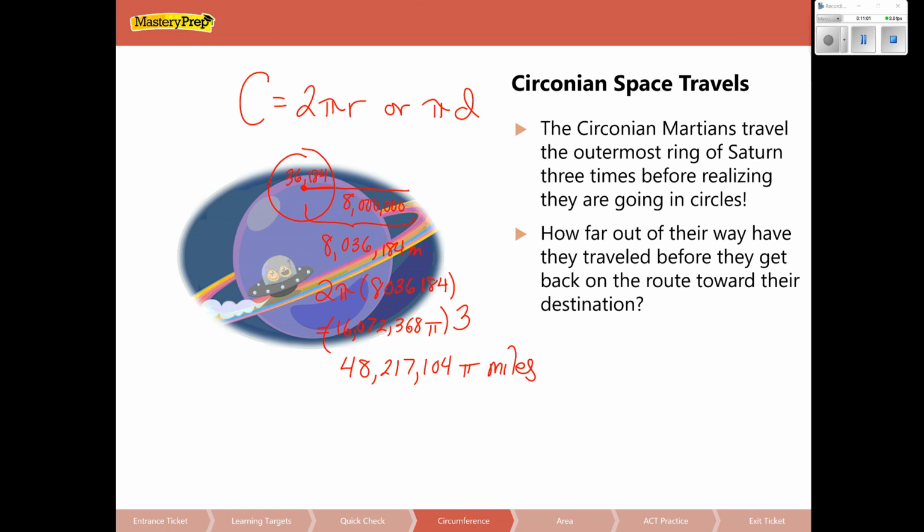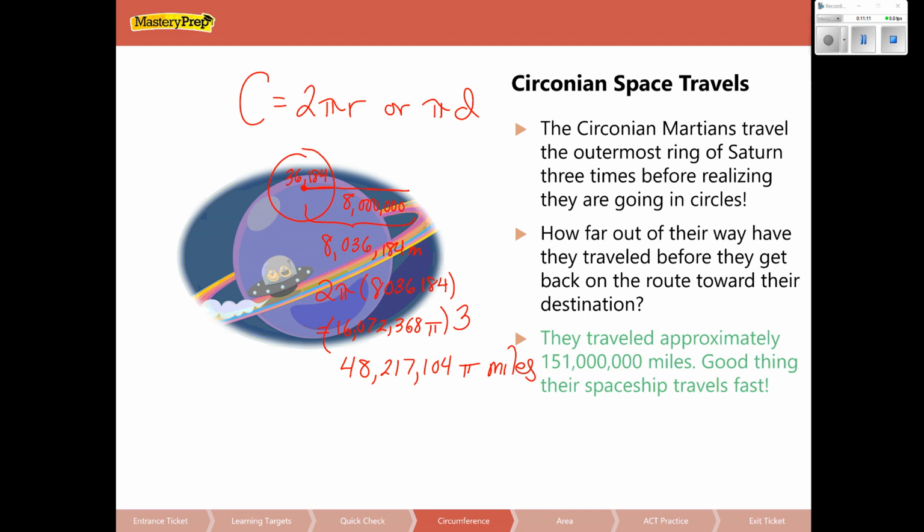miles. And if we added the pi in, it would be almost 100 million. Or approximately 151 million miles. Good thing their spaceship travels very fast. Otherwise, it wouldn't be quite feasible. That would take forever to actually travel.